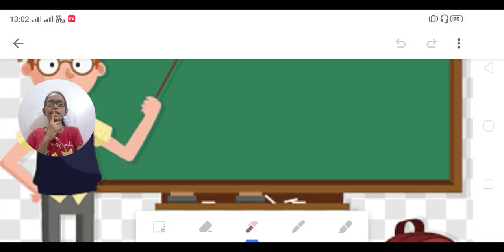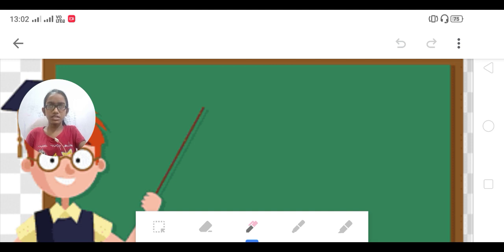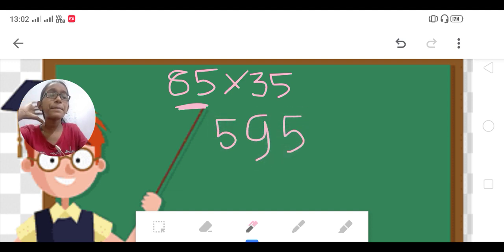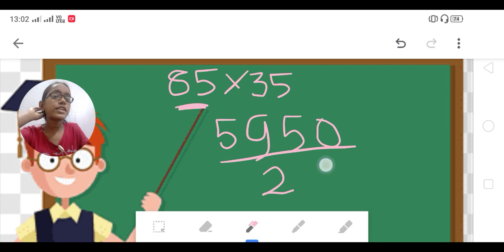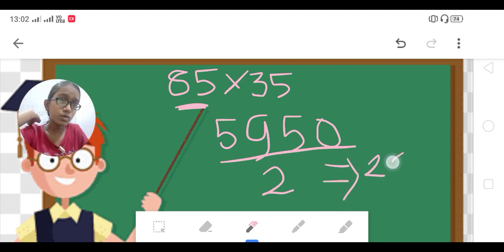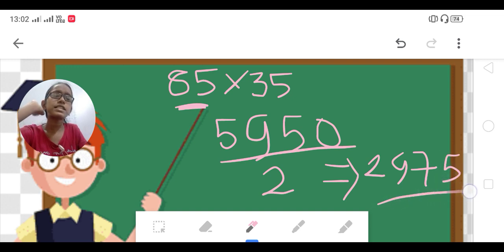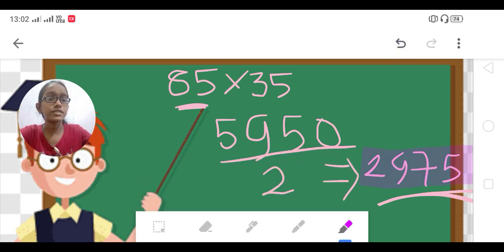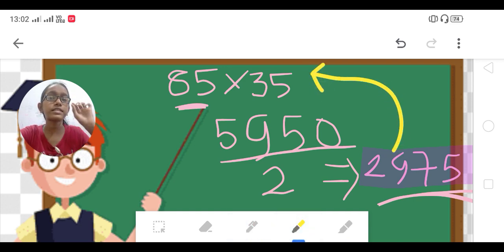Now, let's take a 2-digit number. Why not? Let's practice a 2-digit number as well. 85 into 35. First of all, what you need to do is multiply 85 with 7. 85 times 7 is 595. Simple. Now, add a 0 at the end and then divide this number by 2. If you divide this number by 2, your answer would be 2975. Even simpler. So this is the accurate answer of the question, guys.